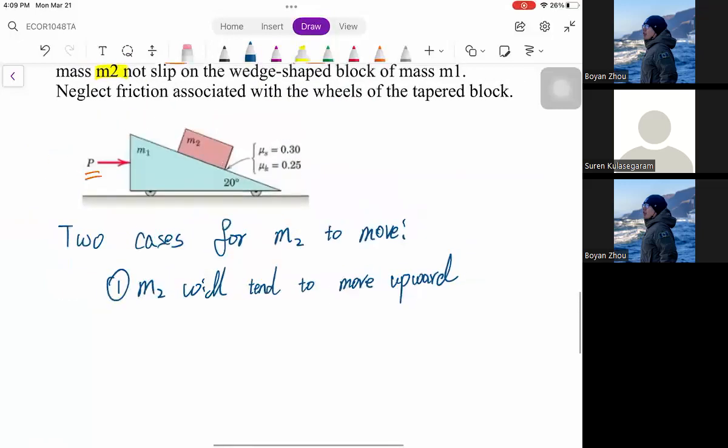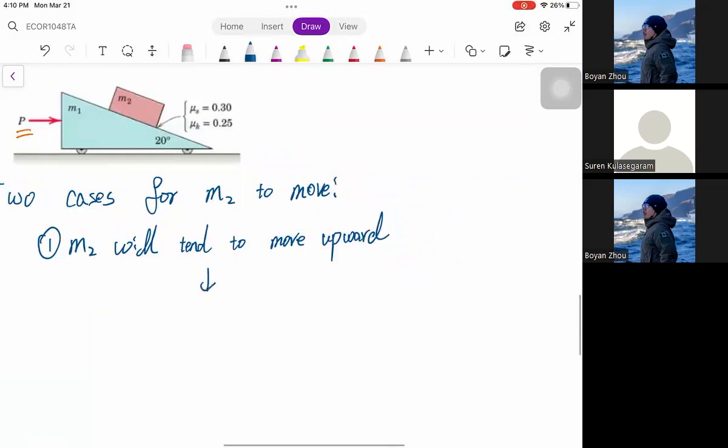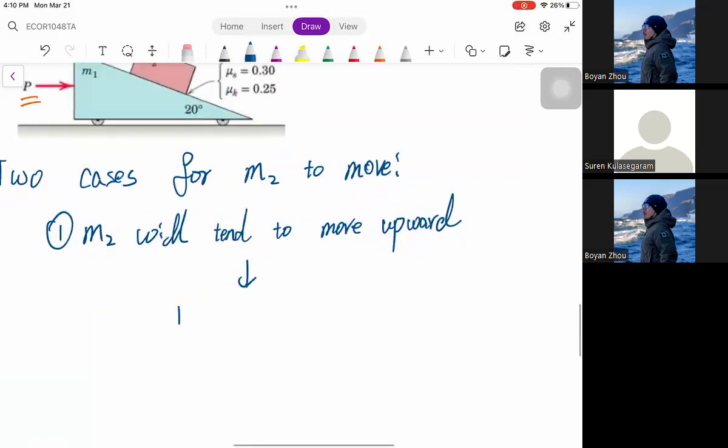This will only happen when P is a very big number. Just imagine when the car M1 is moving super fast, then M2 might have very little friction to keep it in place. So in this case, M2 is going to go up, which means P is very big.